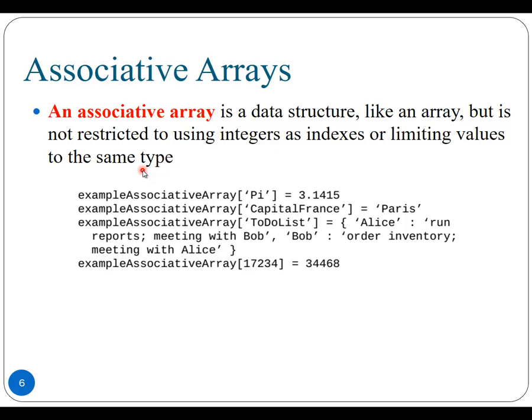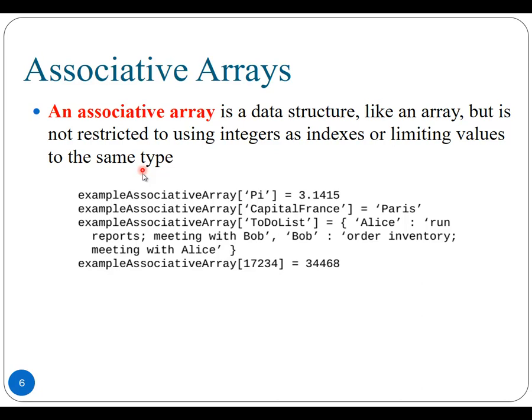And what is the associative array? Associative array is a data structure like an array, but it is not restricted to using integers as the indexes. The indexes of the values could be anything, not just integers. They could be a string, they could be anything. Okay? No limitation on the type of the data for the indexes. And the values don't need to be the same type.